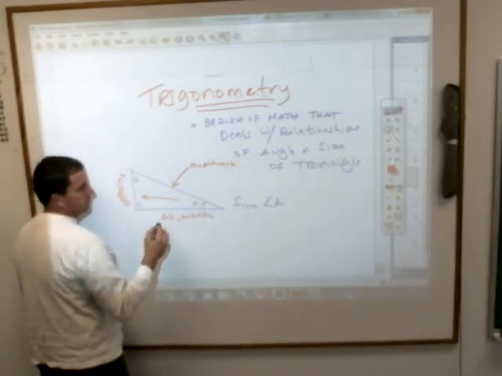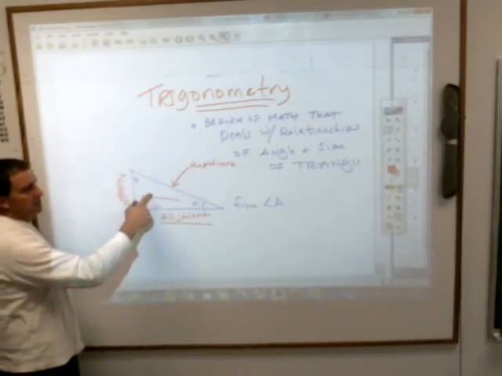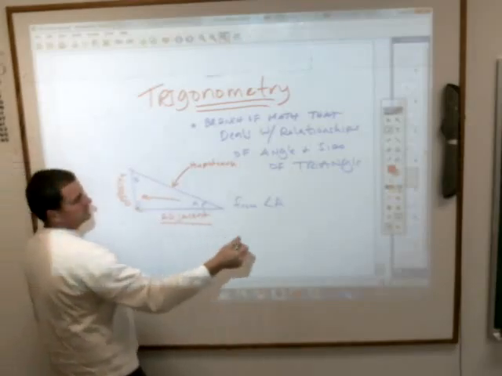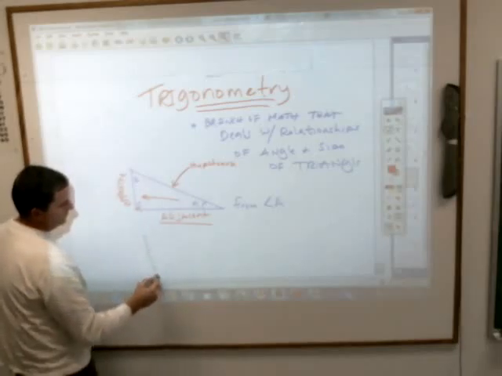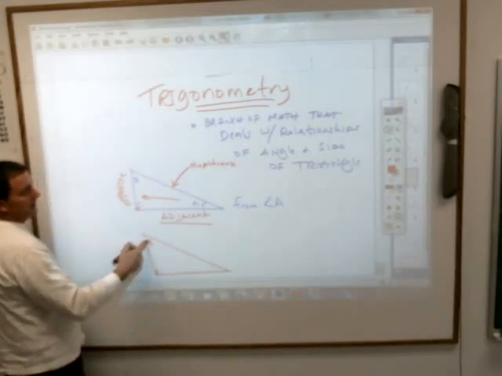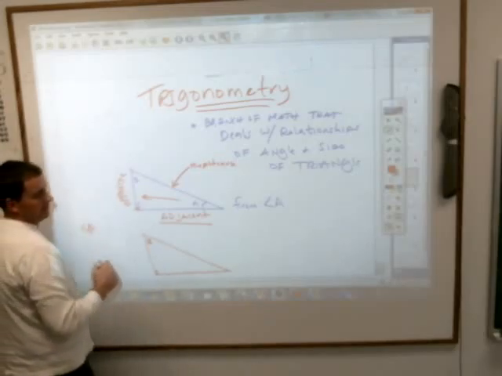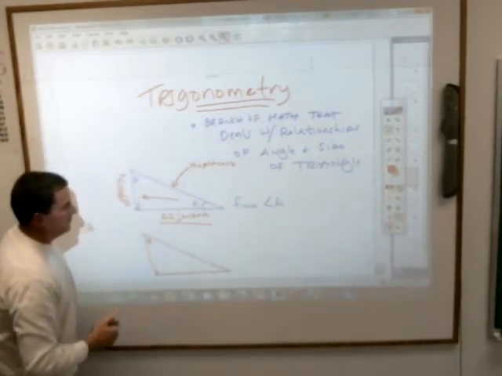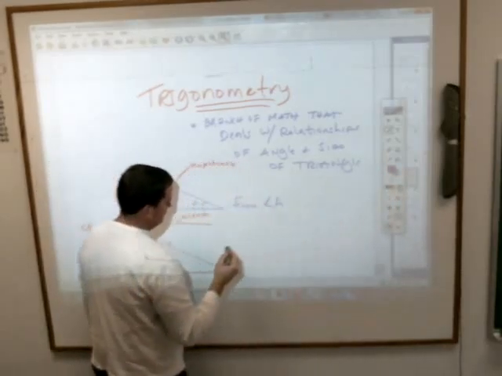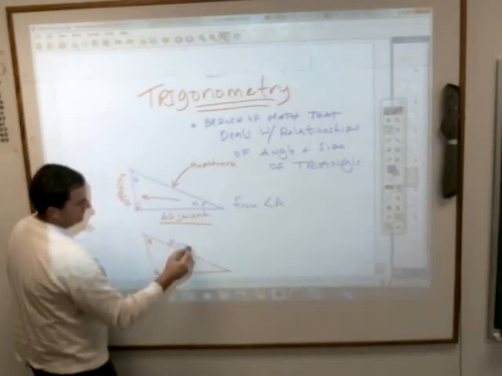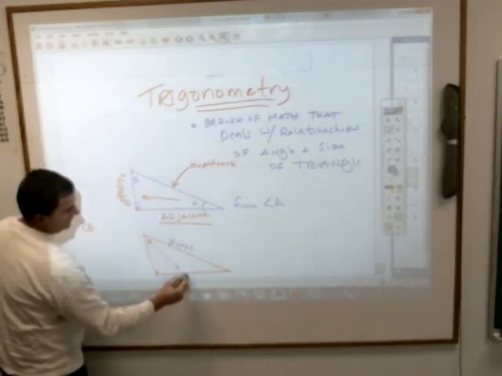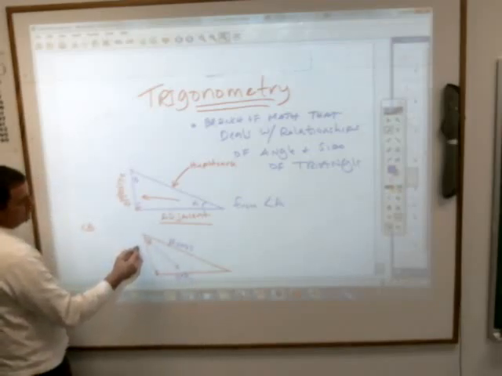We won't talk about it from the perspective of C, because then the opposite would be the hypotenuse. But if we switch this around, let me give you the same triangle, looking the same way. Here's my right angle. If you're talking about angle B, notice it switches things up a little bit. The hypotenuse is still the same. It's not going to change. But the side opposite switches to this side over here, and this is the side adjacent.